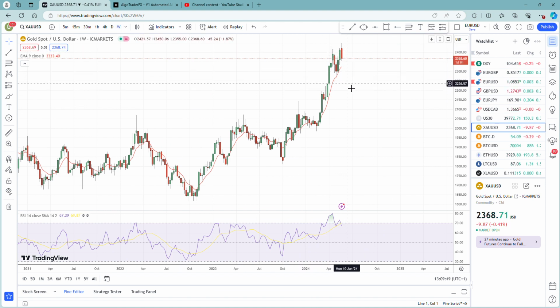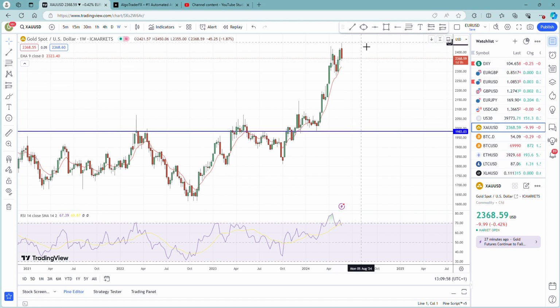You want to mark your support and resistance levels on the weekly. So as you can see, we've got a support here, and we've got resistance there.